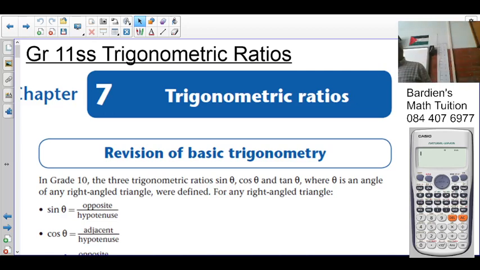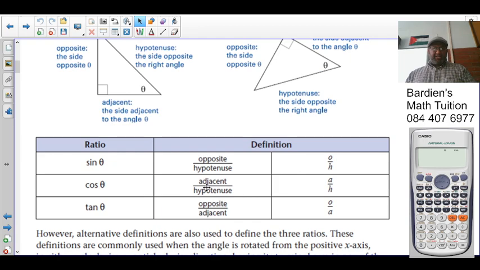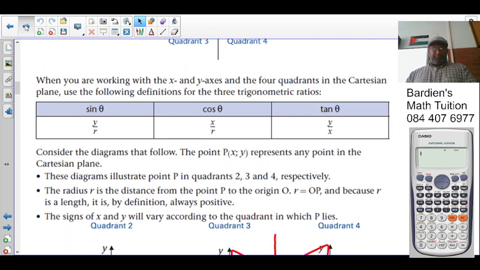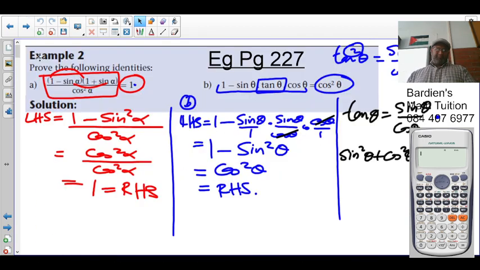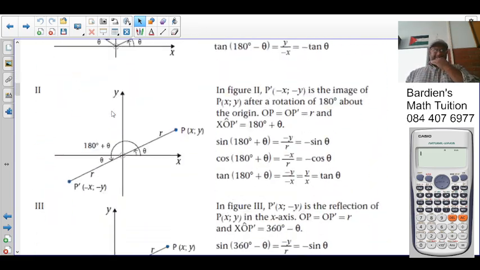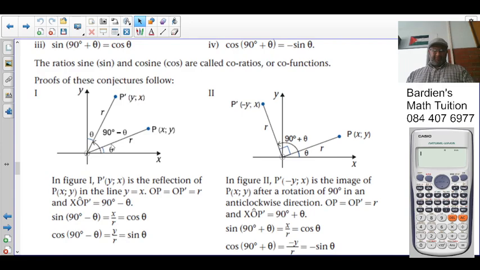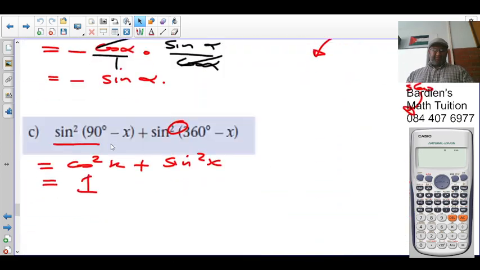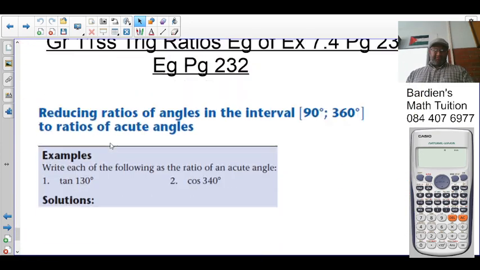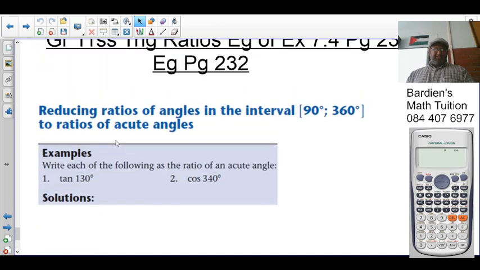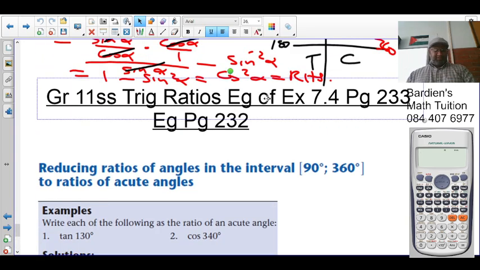Okay, good morning class. So today we're looking at trig ratios, and we're doing examples for exercise 7.5. We did 7.4 yesterday, so we're doing 7.5 today, okay.